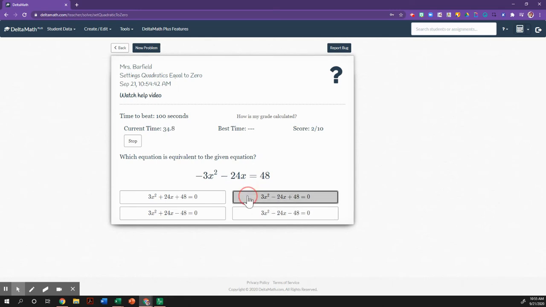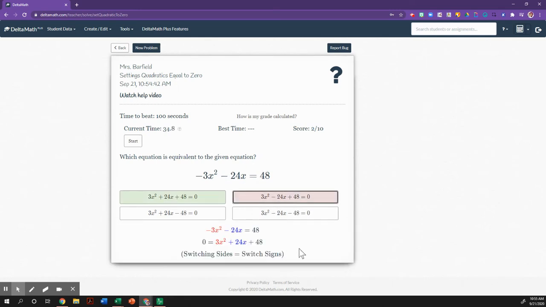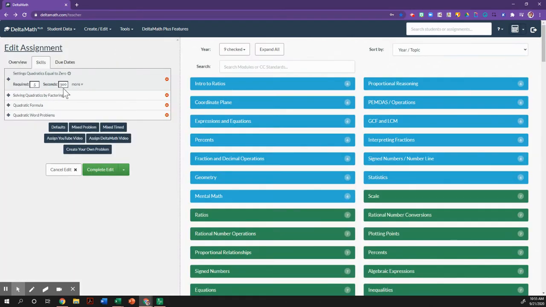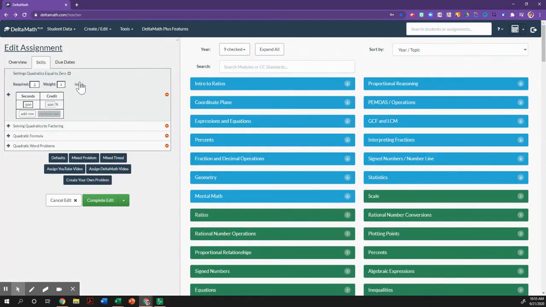Now, if you get one wrong, it stops the timer. Switching sides means you switch sides. This activity is just to really get you into being able to set it equal to 0, and just giving you some practice with that. Your time to beat, I think, yeah, you have 300 seconds in this activity. Just do the best you can.